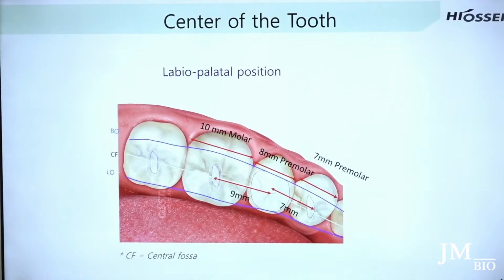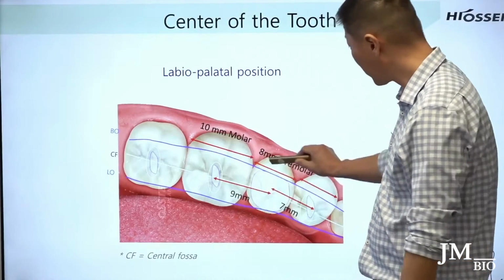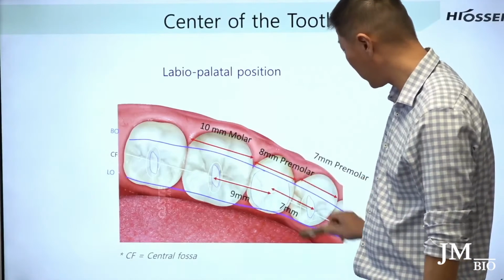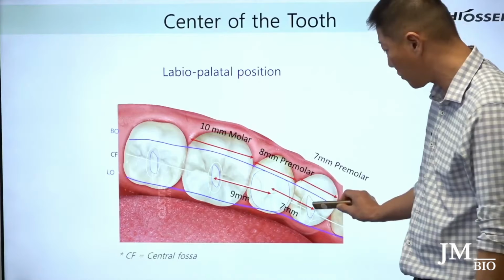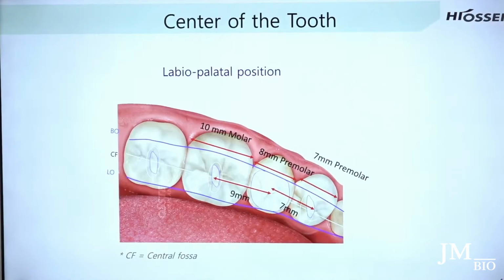So this is the easier way to look at it, basically. If you look at a molar, 10 millimeters, you should be 5 centered, right? If you have a premolar that's 8 millimeters, it should be 4 centered. If it's 7, it's 3.5 centered, basically. That's how you should think as far as your calculations go.